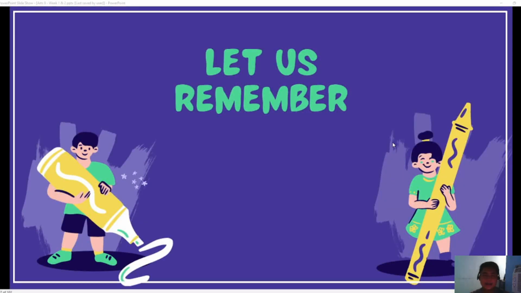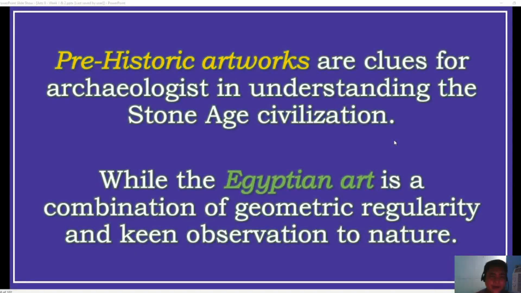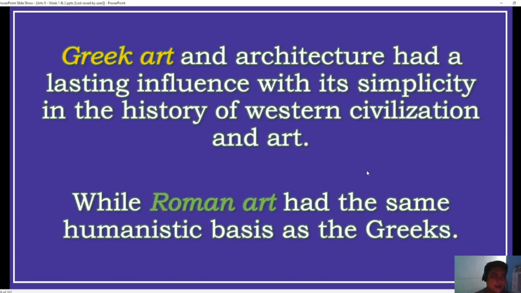So let us remember these following statements or key points. For prehistoric artworks, these are clues for archaeologists in understanding the Stone Age civilization, while the Egyptian art is a combination of geometric regularity and keen observation to nature. For the Greek art and architecture, had lasting influence with its simplicity in the history of Western civilization and art.